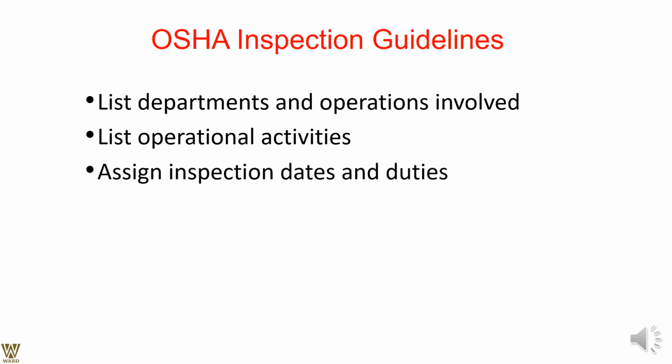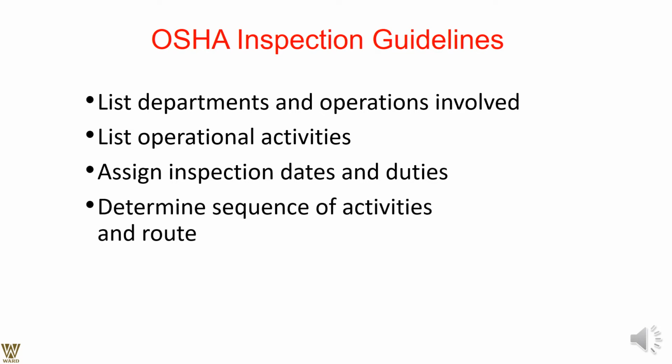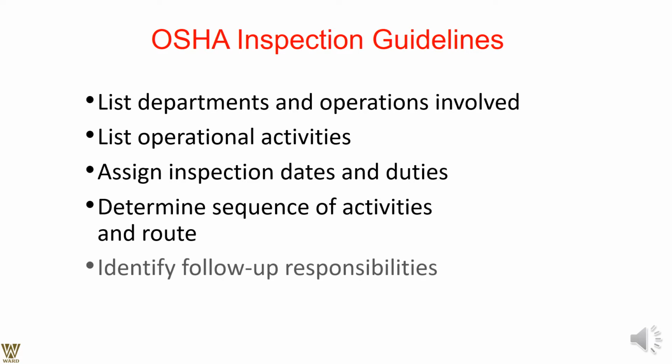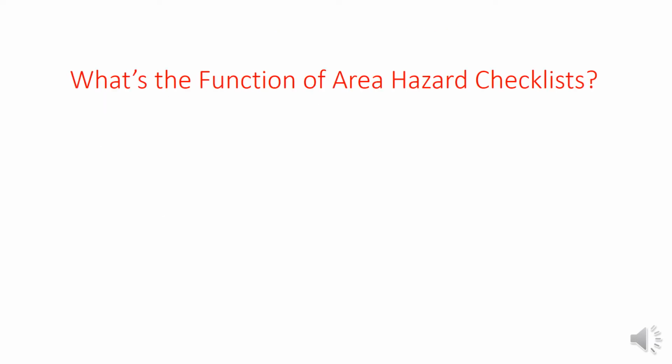Assign inspection dates, assign inspection duties, to whom, to what. Be very specific, be clear with your instruction in black and white. Determine the sequence of activities and the route which needs to be followed. All checks and balances have to be there. All data sheets have to be complied with, and that is what we are looking into. Identify follow-up responsibilities, time and again, as and when the OSHA inspection needs to be carried out.